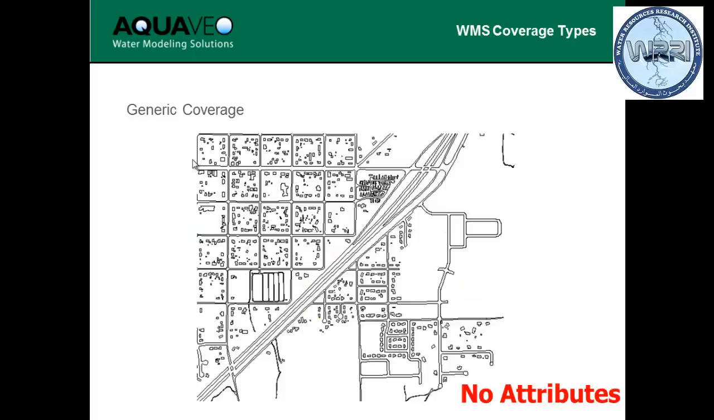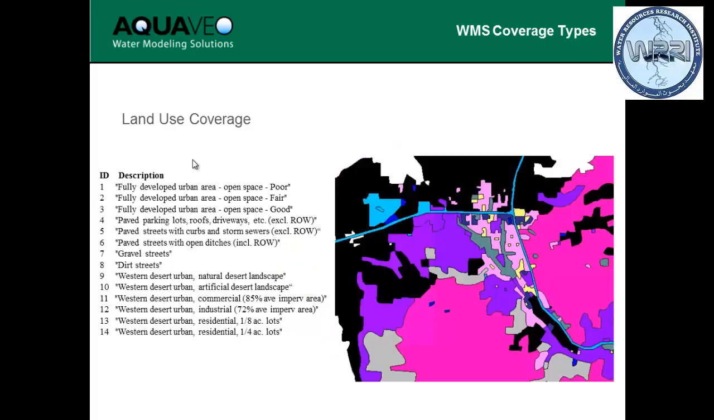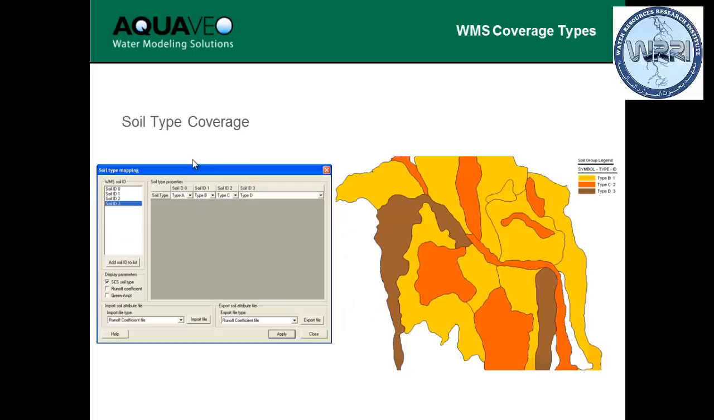You can have other types of coverages. You can have a generic coverage that doesn't have any attributes. You can have a drainage coverage. We've already looked at that. You can have a land use coverage that has polygon attributes. You can have a soil type coverage that has polygon attributes.